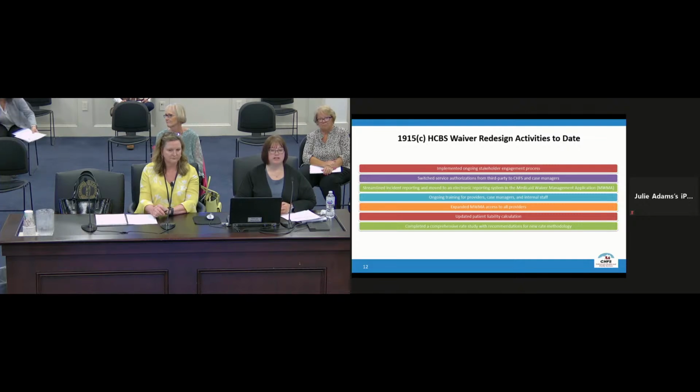Training for providers, case managers, and internal staff, that's an ongoing development. We continue to work between us and our sister agencies to ensure training. We're looking at ways to enhance that and to make it better.